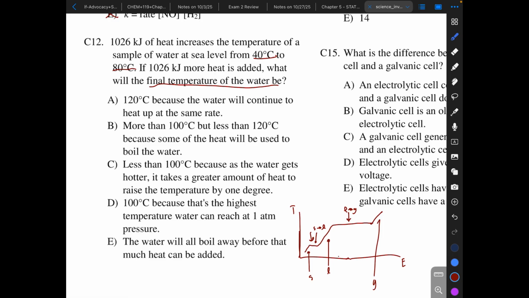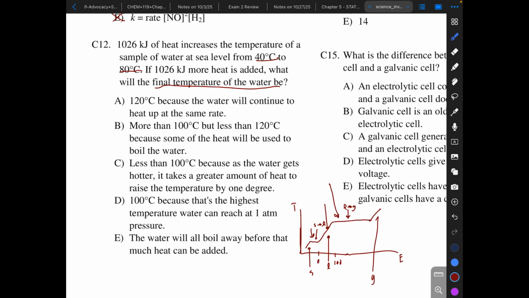So in this case, we know 1,026 kilojoules increase the water from 40 to 80 degrees. 40 and 80 degrees both fall under the liquid phase, and water is liquid from 0 to 100 degrees Celsius. So if you go from 40 to 80, we know 1,026 kilojoules will increase it by 40 degrees. If we add another 1,026 kilojoules, you would think it would go another 40 degrees, to 120. But remember, when you're changing phases, the temperature is not going to increase.